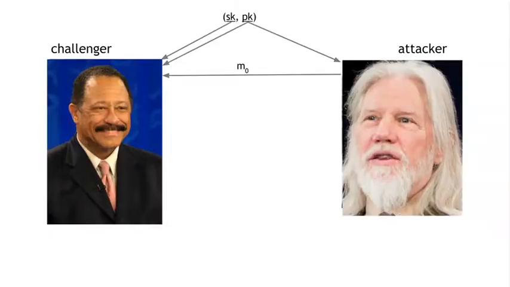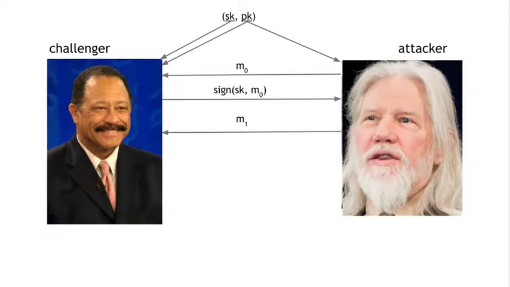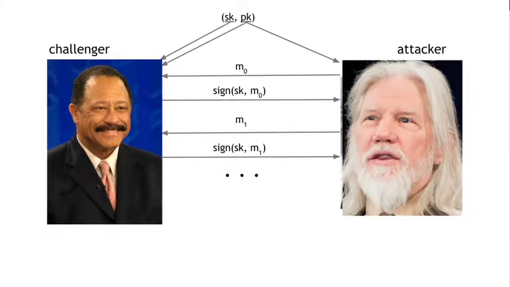So in our game, we're going to allow the attacker to get signatures on some documents of his choice. And we see that in the diagram like this. The attacker is going to send over a message M0 to the challenger, and the challenger is going to sign that message and send the signature back. The attacker can look at that, scratch his head a little bit, and send over another message, M1. The challenger will sign that. And we do that for as long as the attacker wants. The attacker can send over any sequence of messages he wants and get signatures on them.